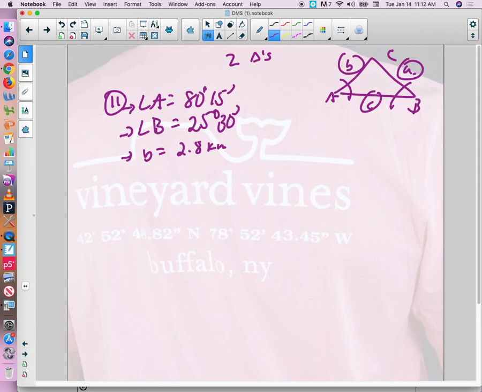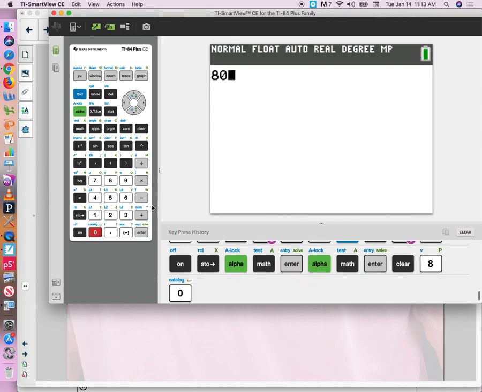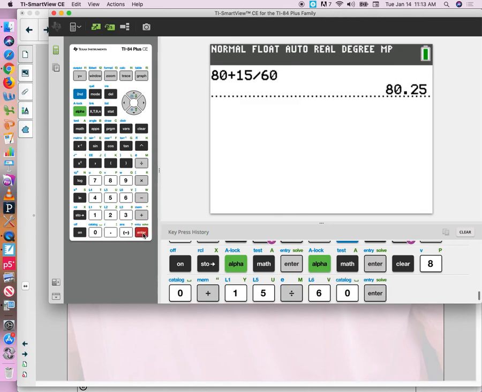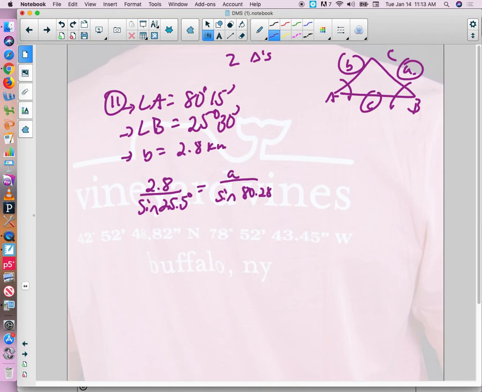Okay? So I'm going to say b over sine B equals a over sine A. Now I'm going to take 80 degrees and 15 minutes and change it to decimal. All right, so I'm going to say 80 plus 15 out of a possible 60. And I'll be using this all the way through, 80.25, which a lot of you probably knew, but in case it's something you don't know. 80.25 degrees.